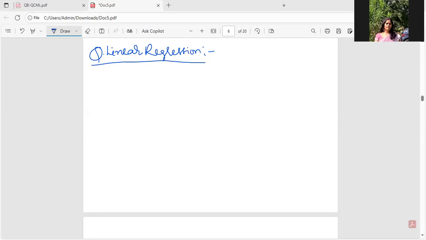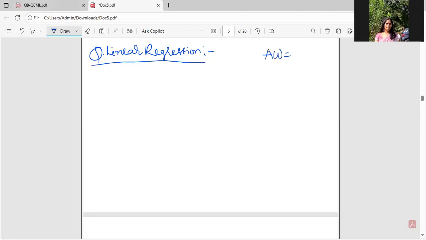Okay, let's see quantum linear regression. All of us are aware of linear regression, something like AW = B format. Of course, there can be the intercept as well. Suppose I have a linear system of equations, AW = B.